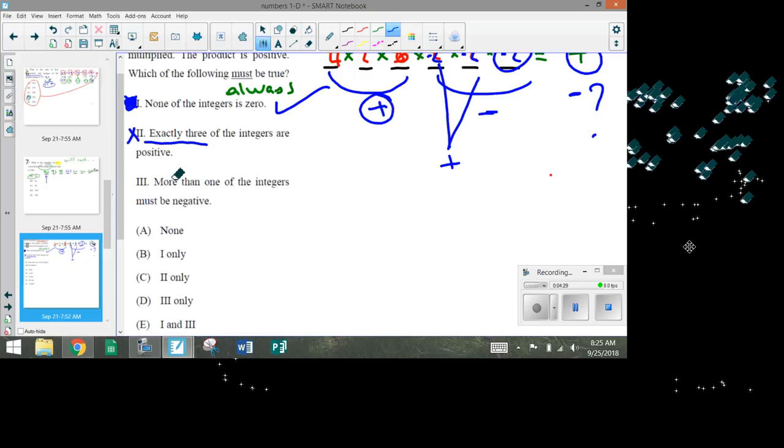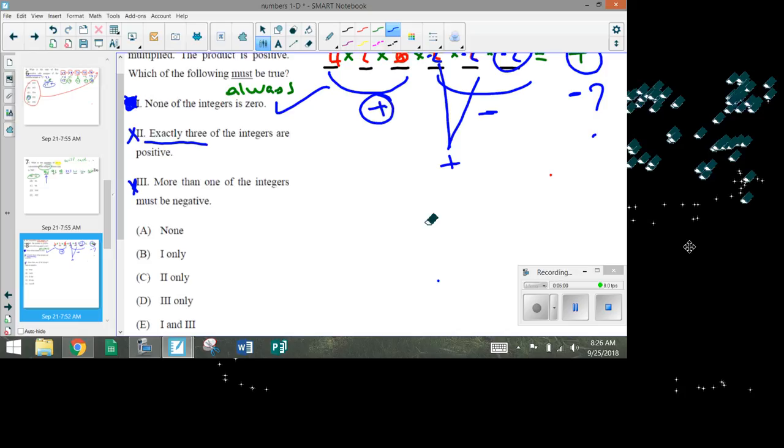And more than one of the integers must be negative. Why? All of them can be positive, right? If all of them are positive, the result still can be positive. So nothing wrong with that. But it's saying that more than one of the integers must be negative. We don't have to do that. Does that make sense?